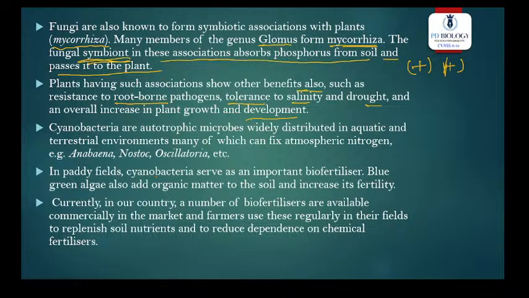Cyanobacteria are autotrophic microbes widely distributed in aquatic and terrestrial environments, many of which can fix atmospheric nitrogen, that is Anabaena, Nostoc and Oscillatoria. In paddy fields, that's very important, cyanobacteria serve as an important biofertilizer. The blue-green algae also add organic matter to the soil and increase the fertility.